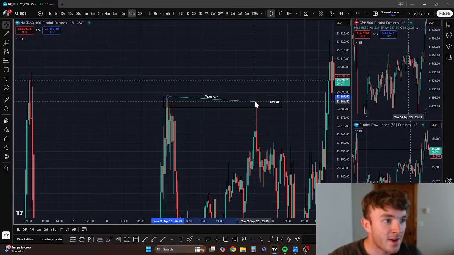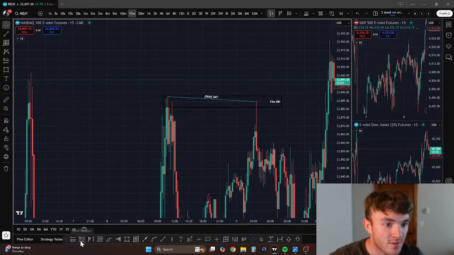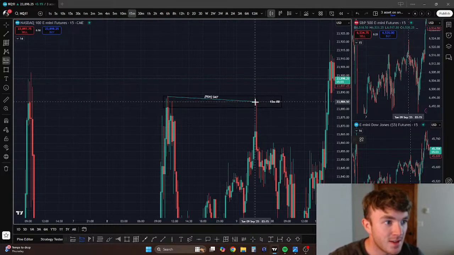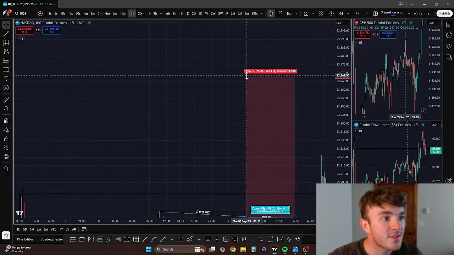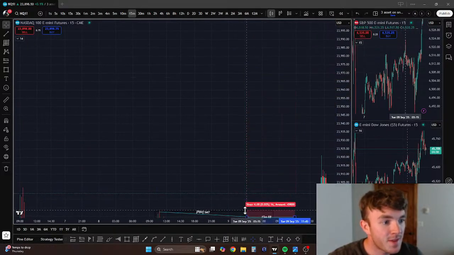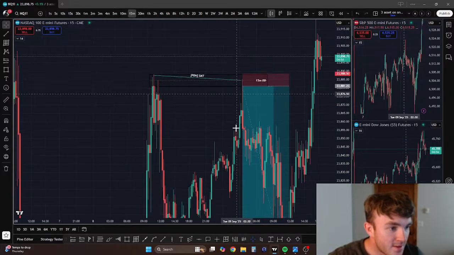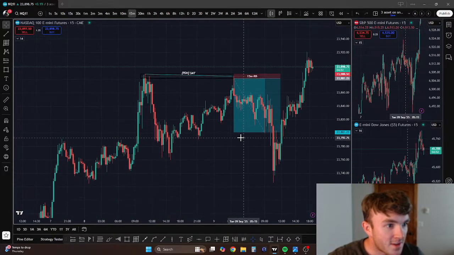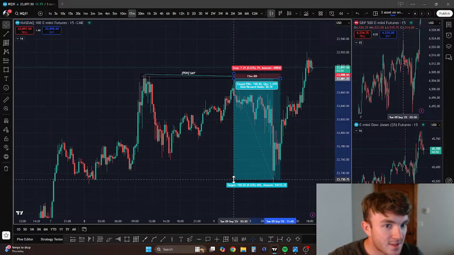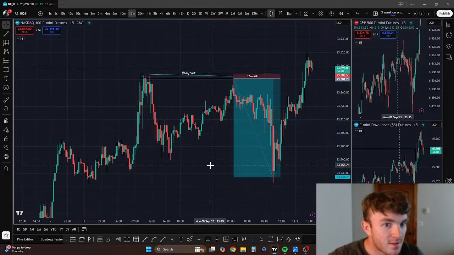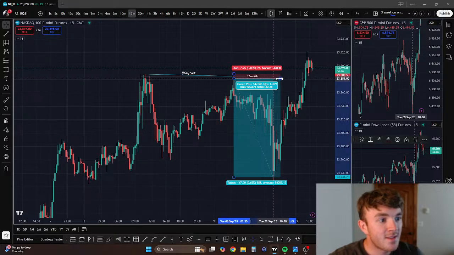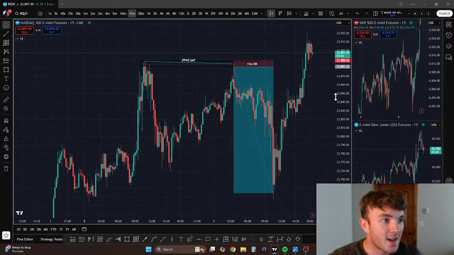How cool is that, right? When I enter at the consequent encroachment of a rejection block with S&T, I'm top ticking this thing every single time. How cool is that? Even if I enter it right here to target this low resistance liquidity, that's exactly it. I'm not saying any of us need 20 or 30R, but I just like to look at these kind of opportunities, right?